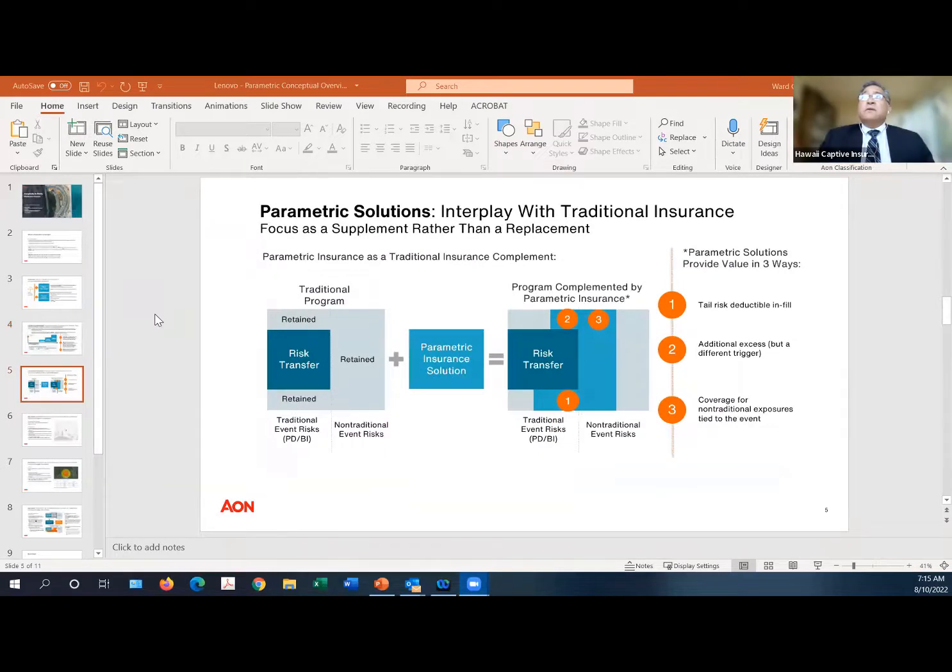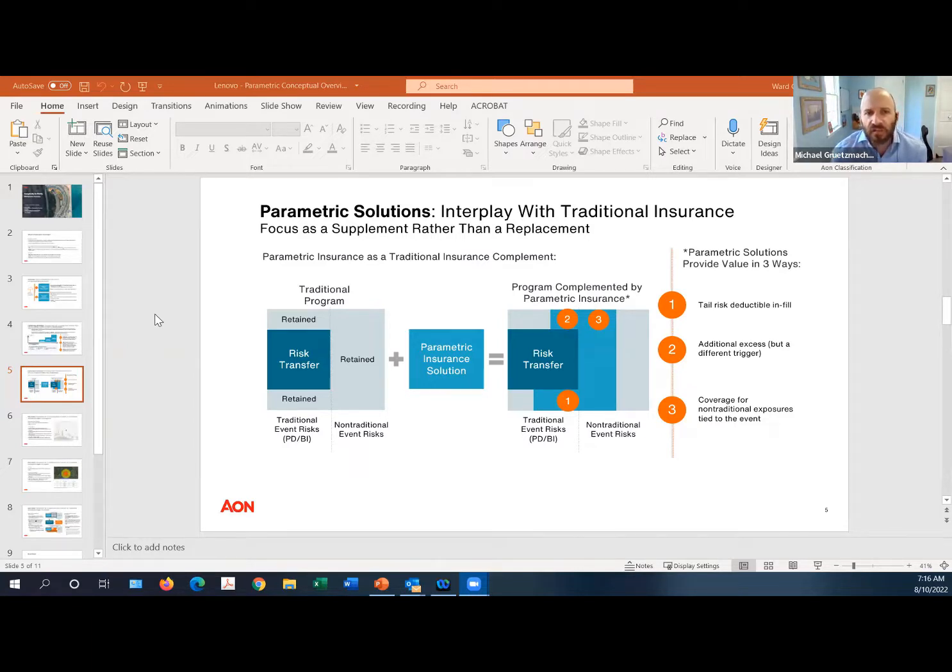So in this next slide, it's really the interplay, how the traditional program might work with the parametric. Can you explain this? Yeah, absolutely. If we work from left to right, this is similar to what I just mentioned, this isn't really a replacement. It's really something to complement or enhance the rest of the program.